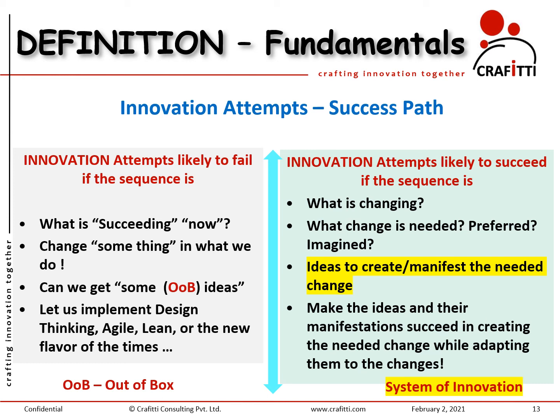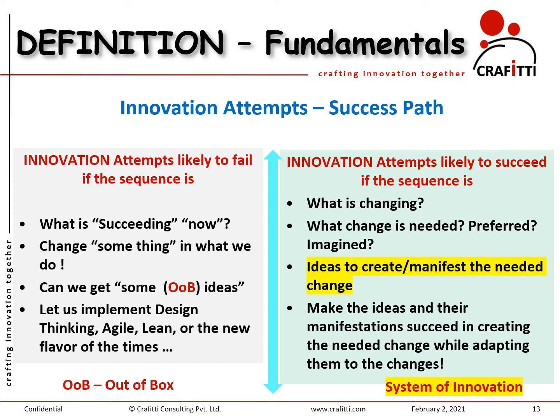Can we change something in what we do? Can we get some out-of-the-box ideas? Let us implement design thinking, agile, lean, or a new flavor of the times, whatever. This is a random trial and error type of process. Sometimes it may succeed, but if you start with success criteria, you actually restrict your thinking as well as the potential for change, which may be much greater or much different than what you are attempting.